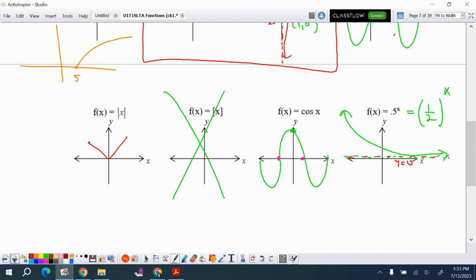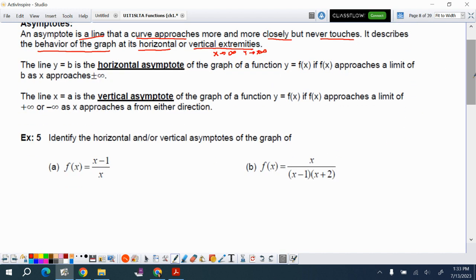So let's come back to this definition of horizontal and vertical asymptotes. A horizontal asymptote is always a line y equals b, as x approaches positive and negative infinity. If we use the limit statement, the limit as x goes to infinity of f of x becomes b, which is any number. Similarly, it is possible that the limit goes in the other direction, x approaching negative infinity. The function could have a horizontal asymptote at b.